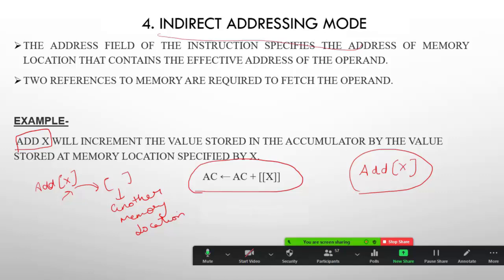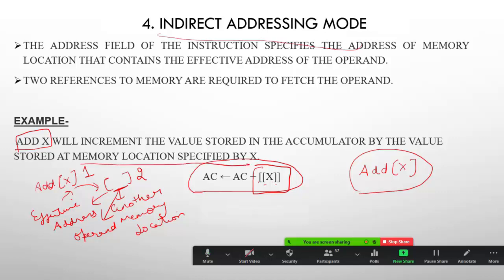And at that memory location, that means it is the first memory location, it is the second memory location. So at the second memory location, it will be able to find the value of the operand. So this will be the effective address in this case. Okay, so here you can see that double square brackets are here. Double, and the value stored in the accumulator by the value stored at the memory location specified by X.